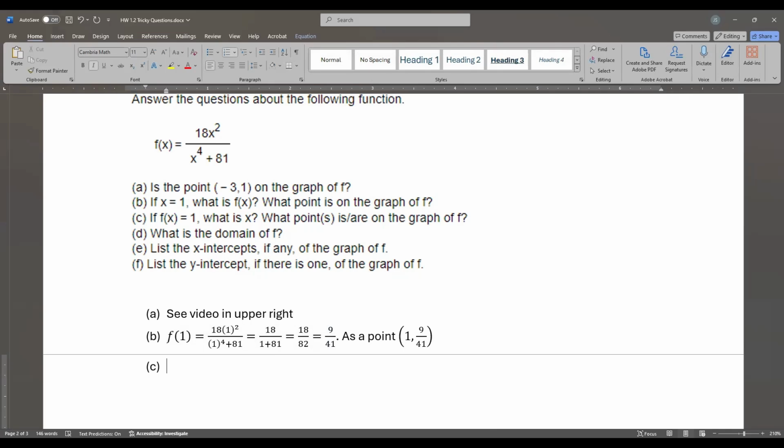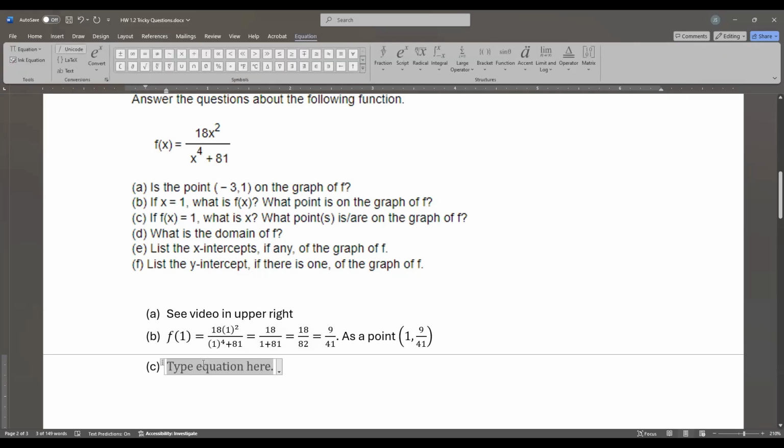Okay, the next part says, if f of x is equal to 1, what is x? So in other words, I don't know what my input is, but I know what I was supposed to get out. I'm supposed to get out 1. So the way I'm going to set this up is I'm going to say 1 is equal to the function I started with. So I'm going to say 18x squared over x to the 4th plus 81.